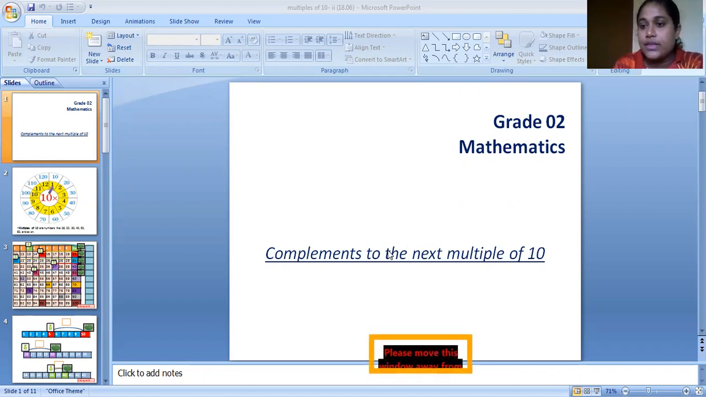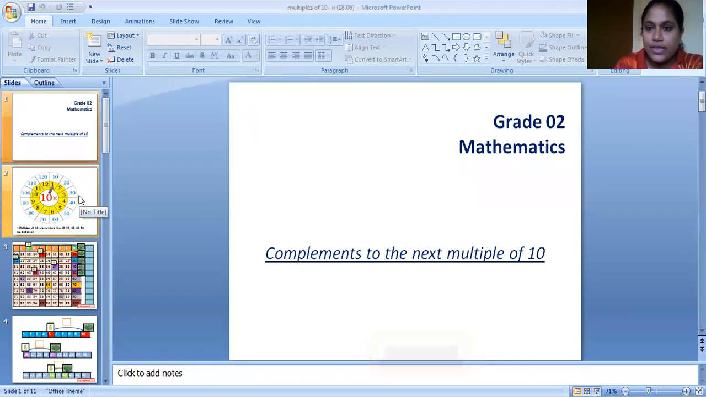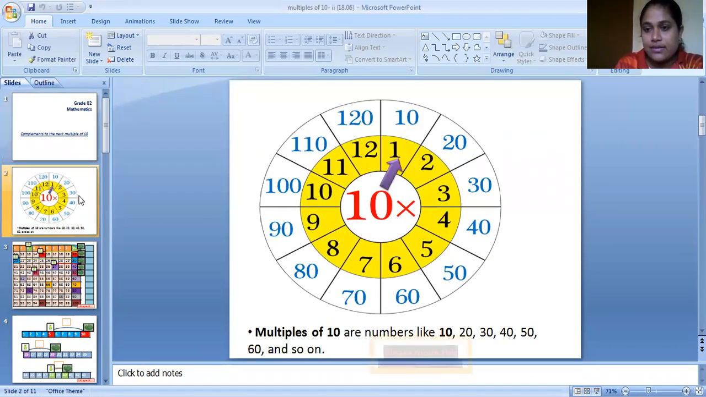Now it's time to learn math. Today we are going to learn the complements to the next multiples of 10. In our previous lessons too, we have learned about complements of 10, and we have also learned the 10 times table very recently during our multiplication lesson.